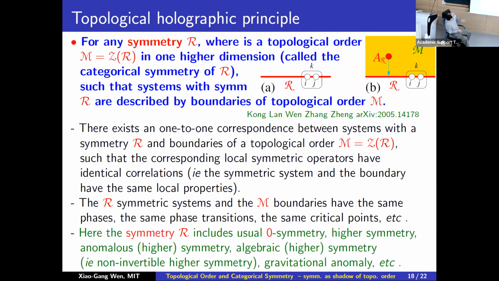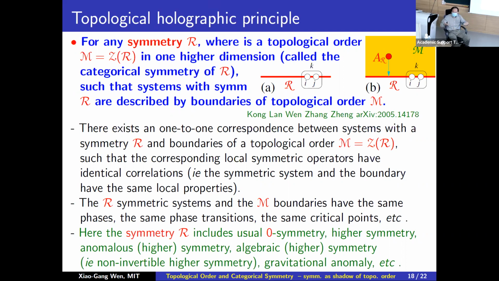And so that is a general mathematical structure for categorical symmetry. So now let's consider some applications. The application of the categorical symmetry is really this topological holographic principle. So we claim that a certain symmetry would have a corresponding categorical symmetry, a corresponding topological order in a higher dimension. You devise a way to compute them.